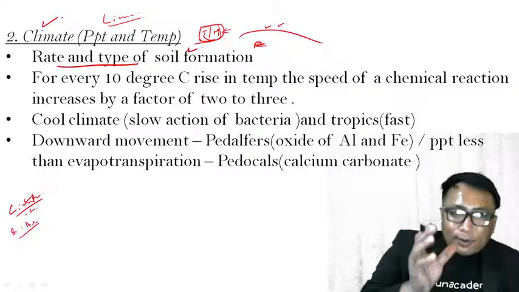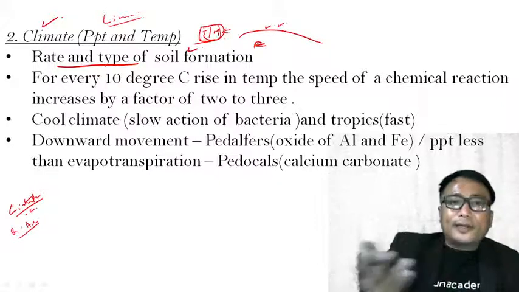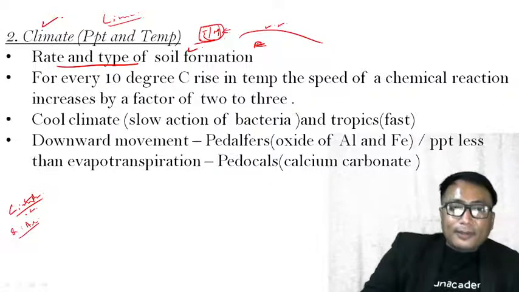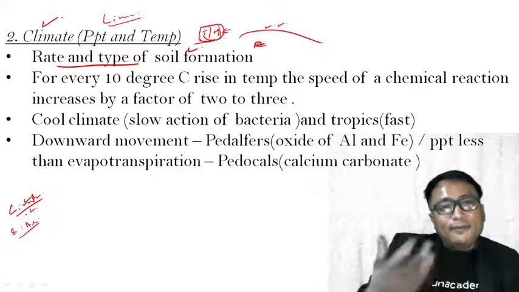So, same rock in different location, the rate of weathering is different. What is the reason? It is the climatic condition. And what is this climate? It is the temperature and the precipitation. Why? Because temperature, precipitation, that is the rainfall, is nothing but a manifestation of the climate.